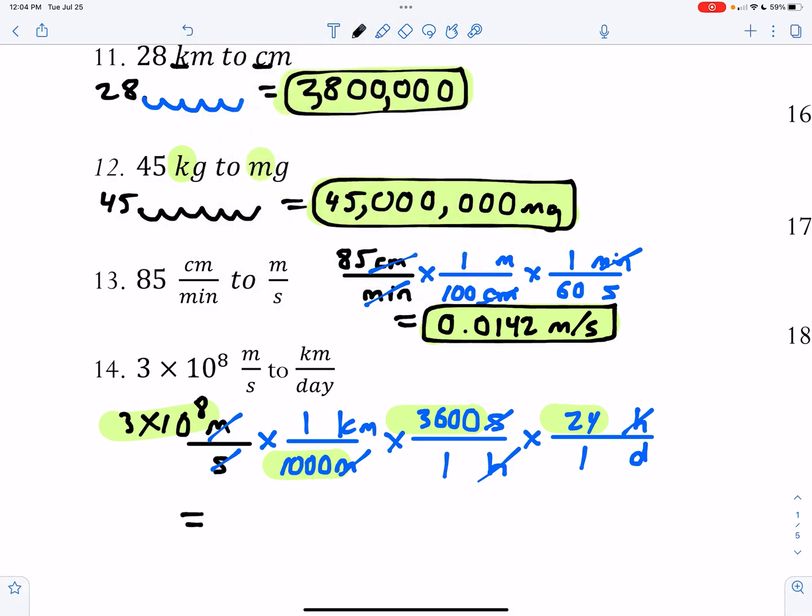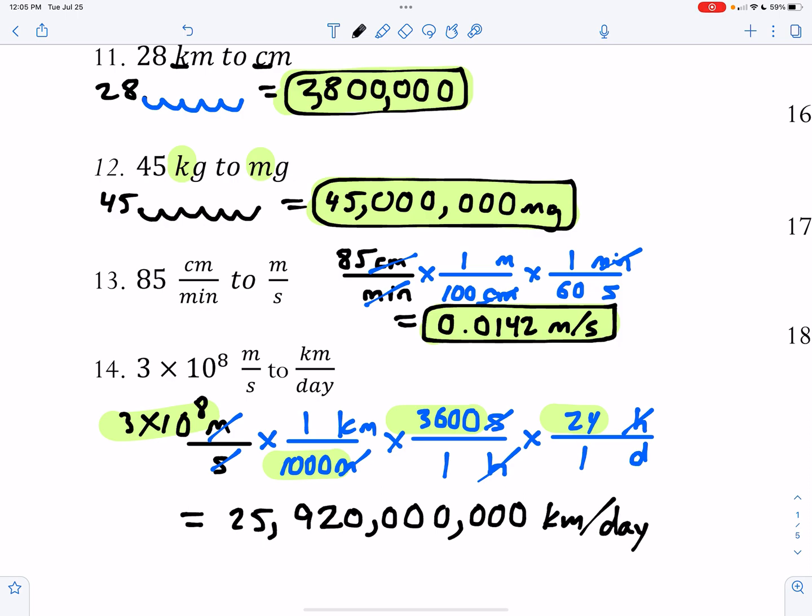Pause the video and go ahead and try that yourself. If you do this right, you get a very large number: 25 billion 920 million kilometers per day. Which, by the way, is the value for the speed of light.